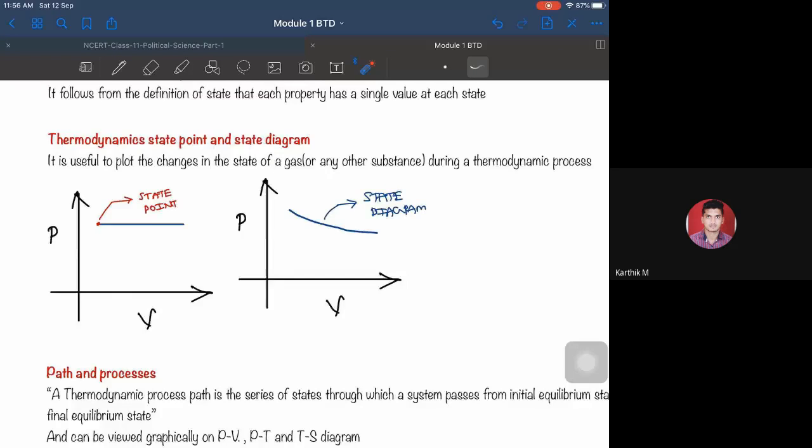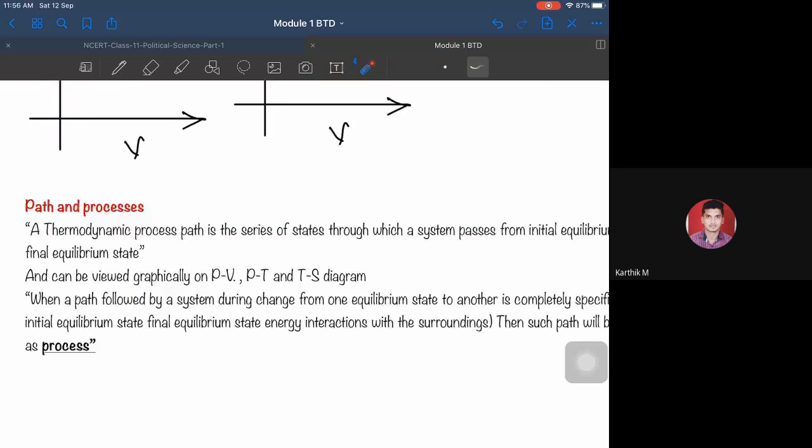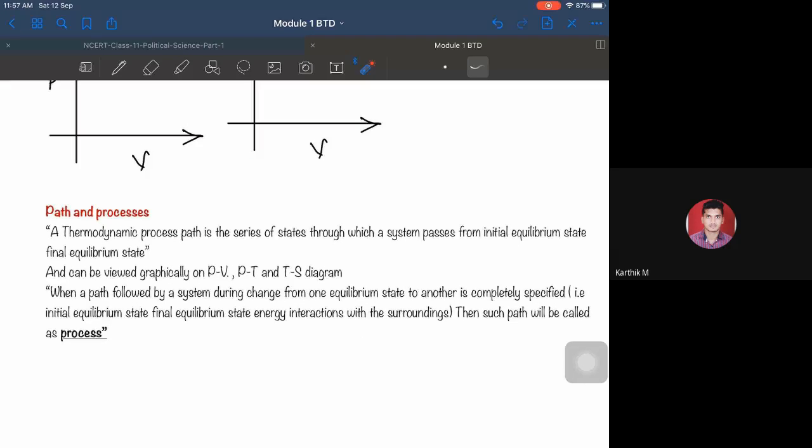So next, we will be discussing the path and the process. According to the definition, the path is defined as a thermodynamic process path: the series of states through which a system passes from the initial equilibrium state to the final equilibrium state, and it can be viewed graphically on PV, PT, and TS diagrams.